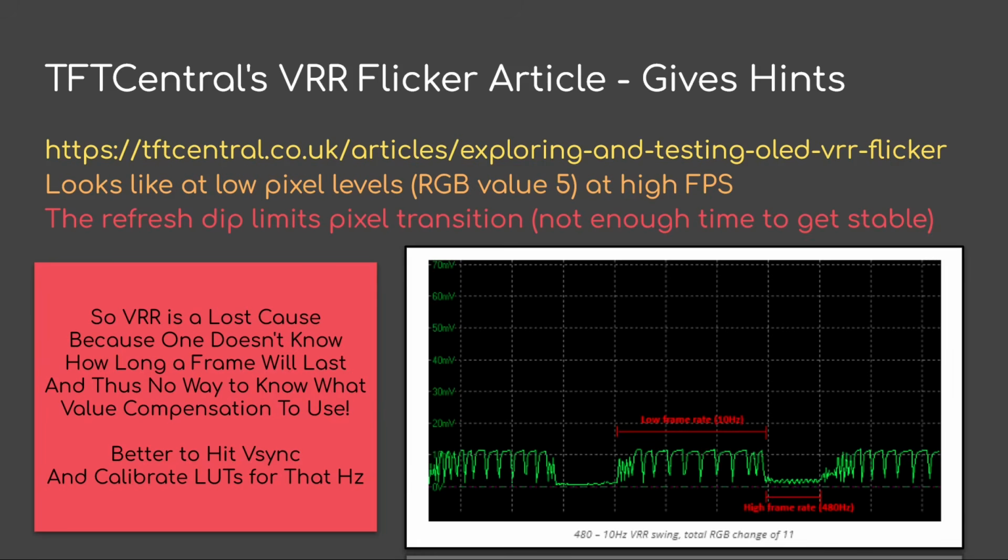For example, we could calibrate the monitor at every refresh interval, and as the refresh interval increases and the display time goes down, we would just pick a different compensation value based on that knowledge. But since you don't know how long the frame will last, there's no way to pick the right compensation. And thus it's better to just hit VSync and calibrate your LUTs for that specific frame rate.